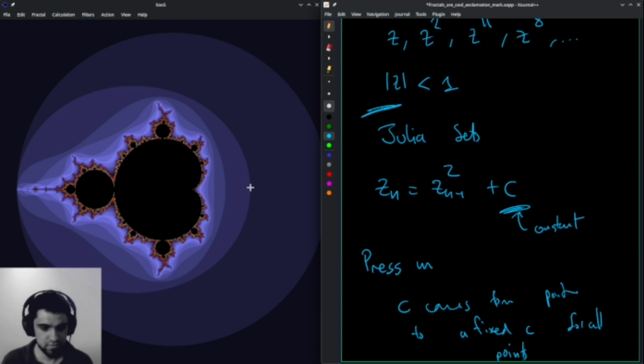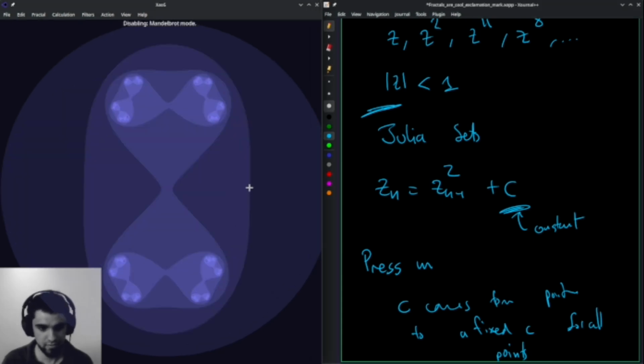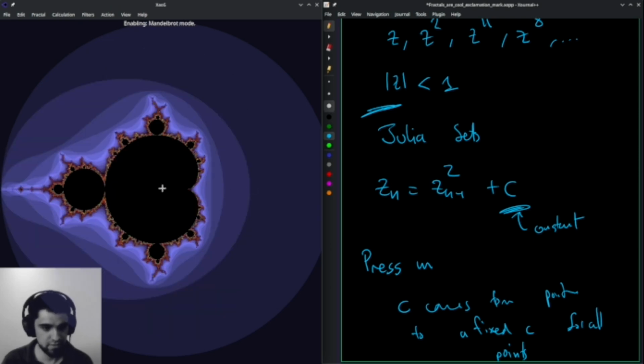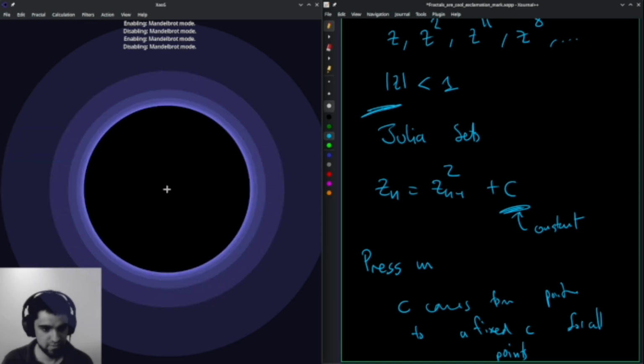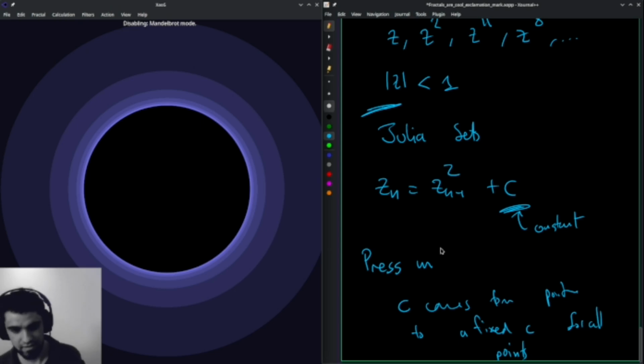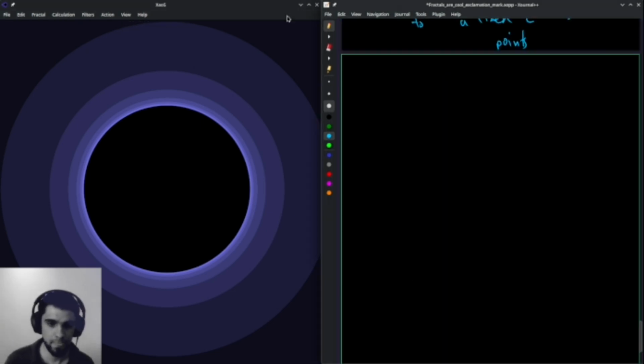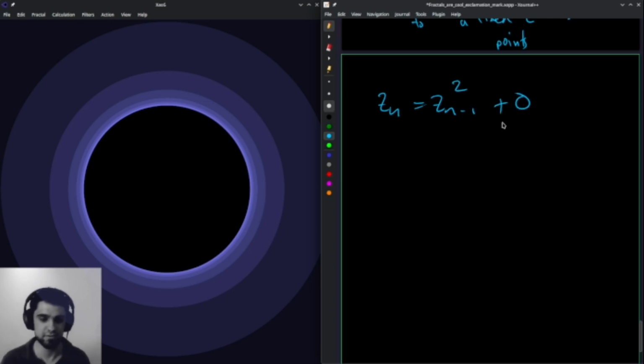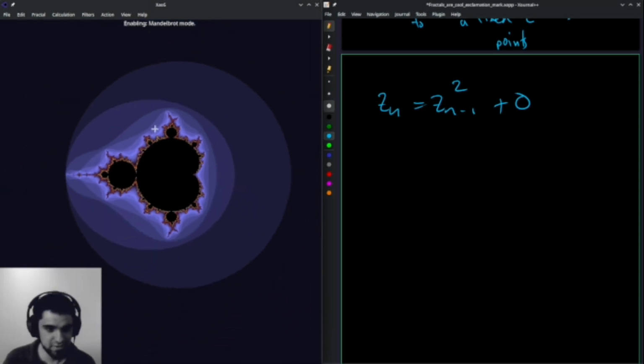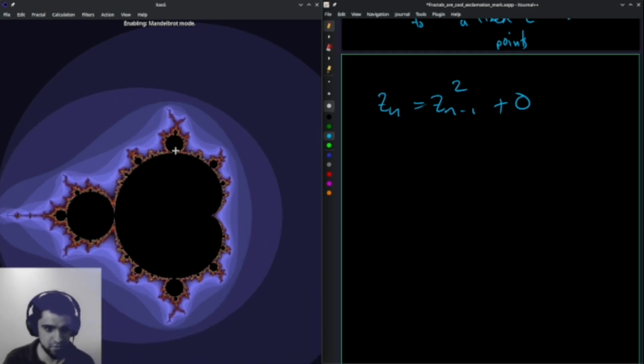Yeah, so this would be, if I press M around here, what happens if I replace it with 1. And if I do it around the center, we get a circle that looks exactly like the Zn equal to Zn minus 1 squared example we were doing, because that's exactly the same as Zn minus 1 squared plus 0, right? But what's interesting is what happens when we choose points that are close to the edge.